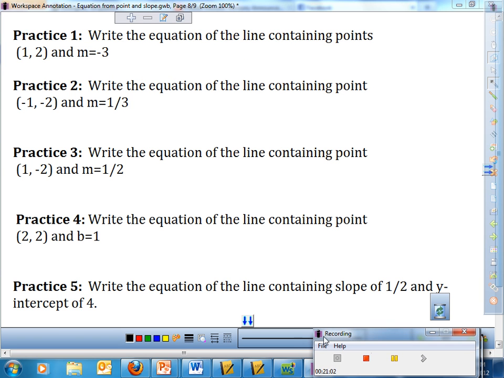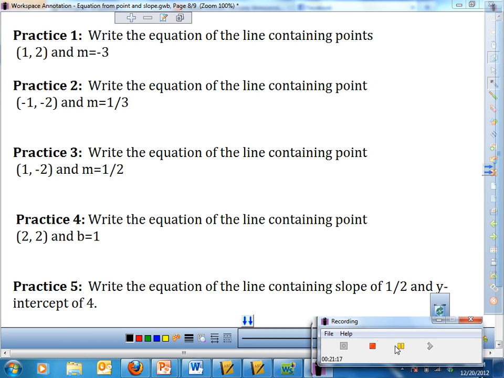Alright, at this point, you should go ahead and pause the video and try these 5 practice problems. Just like the example from before this, example 5, it's not in your notes packet, but the other 4 problems are. So go ahead and try these 5 problems. And when you're ready, resume the video and you can see the answers.